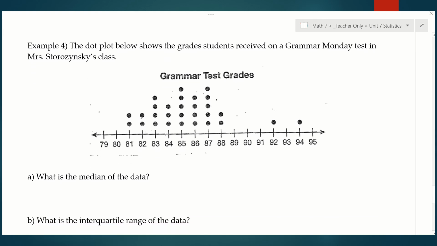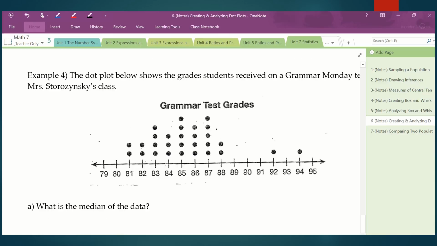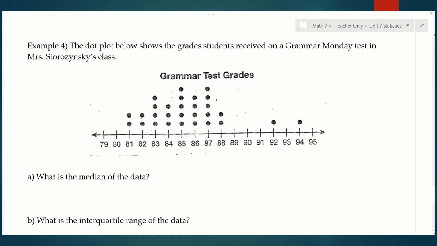Okay, so example 4. The dot plot below shows the grades students received on a Grammar Monday test in Mrs. Storozinski's class. What is the median of the data? All right, so holy cow, there are a lot of points here. So we are going to find the middle, and I am going to be quiet so you guys can try this at home, and then we'll compare.